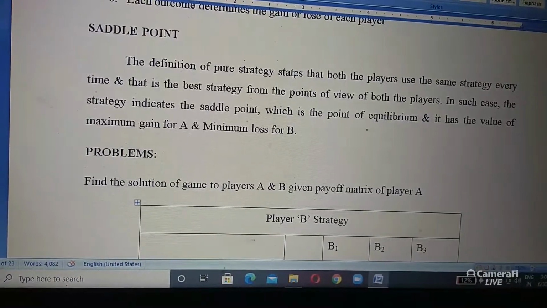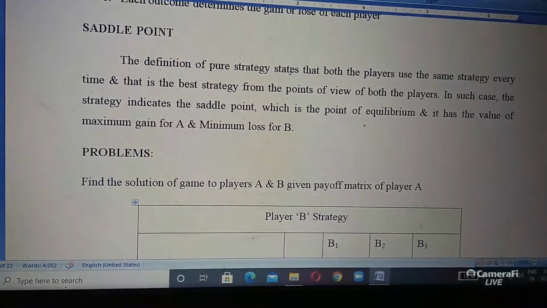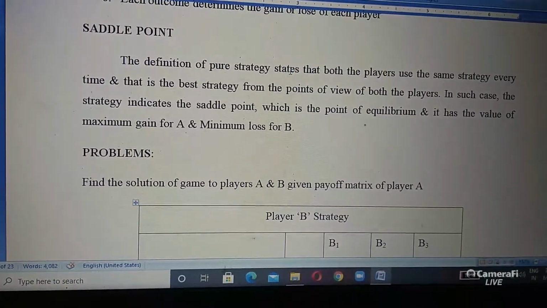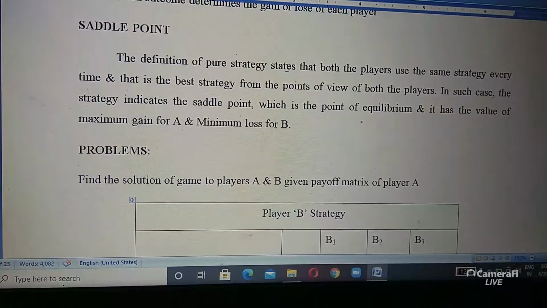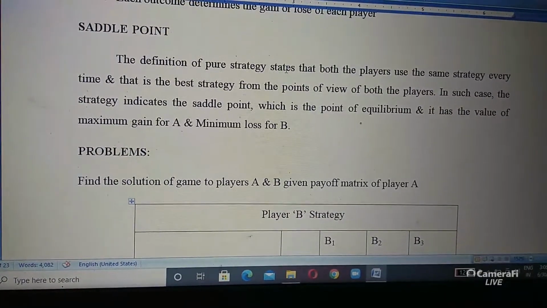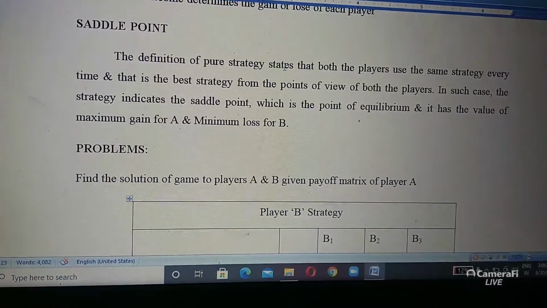The definition of pure strategy states that both the players use the same strategy every time, and that is the best strategy from the point of view of both the players. In such a case, the strategy indicates the saddle point.